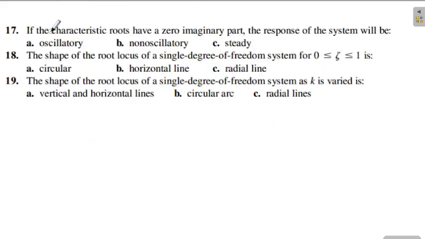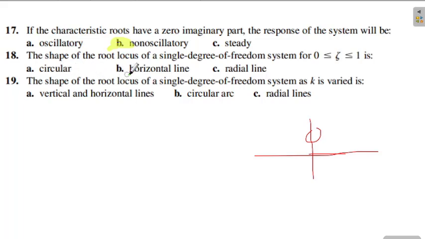In the 17th MCQ, if the characteristic roots have a zero imaginary part, the response of the system will be, so it is clear that if the imaginary part is 0, then the oscillation will be 0. So the correct option is option B.